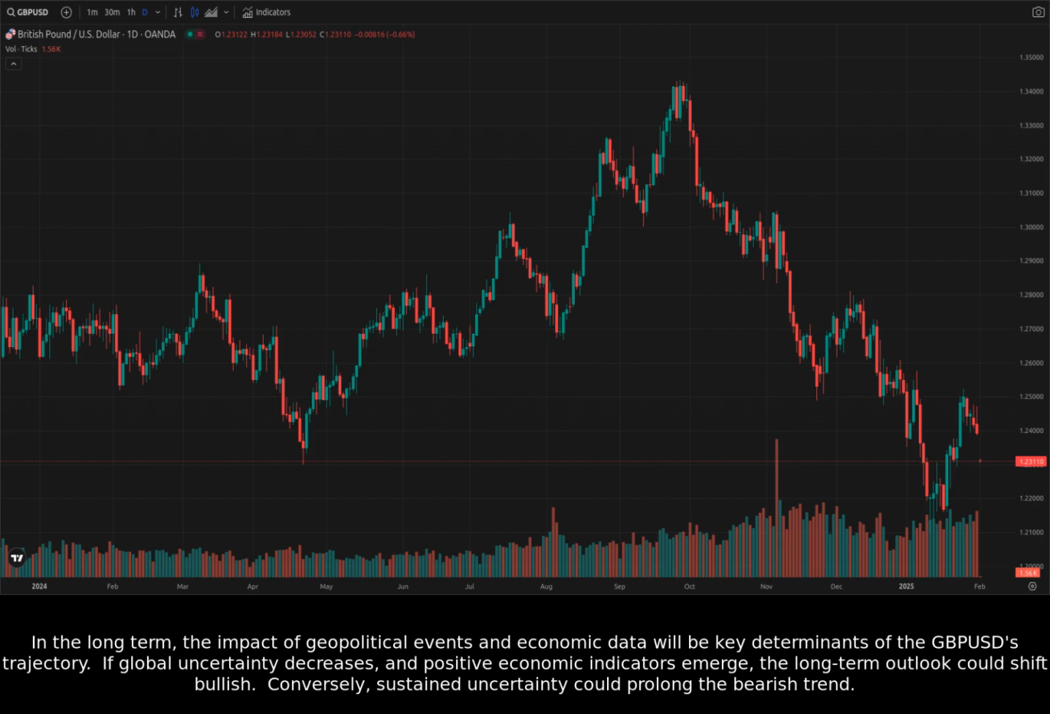In the long term, the impact of geopolitical events and economic data will be key determinants of the GBPUSD's trajectory. If global uncertainty decreases and positive economic indicators emerge, the long-term outlook could shift bullish. Conversely, sustained uncertainty could prolong the bearish trend.